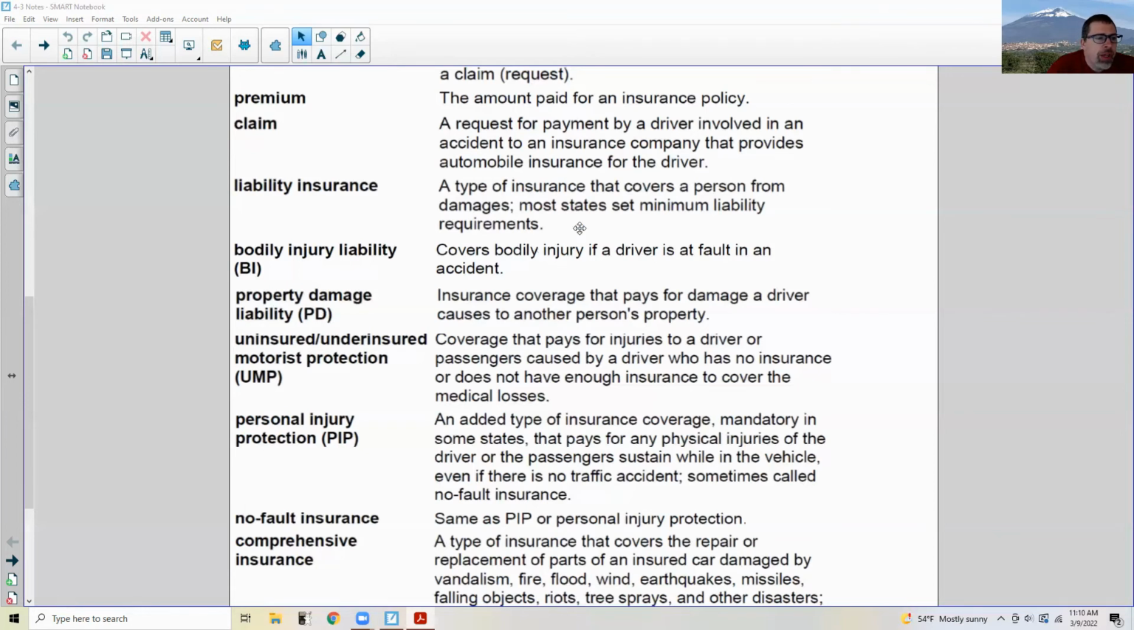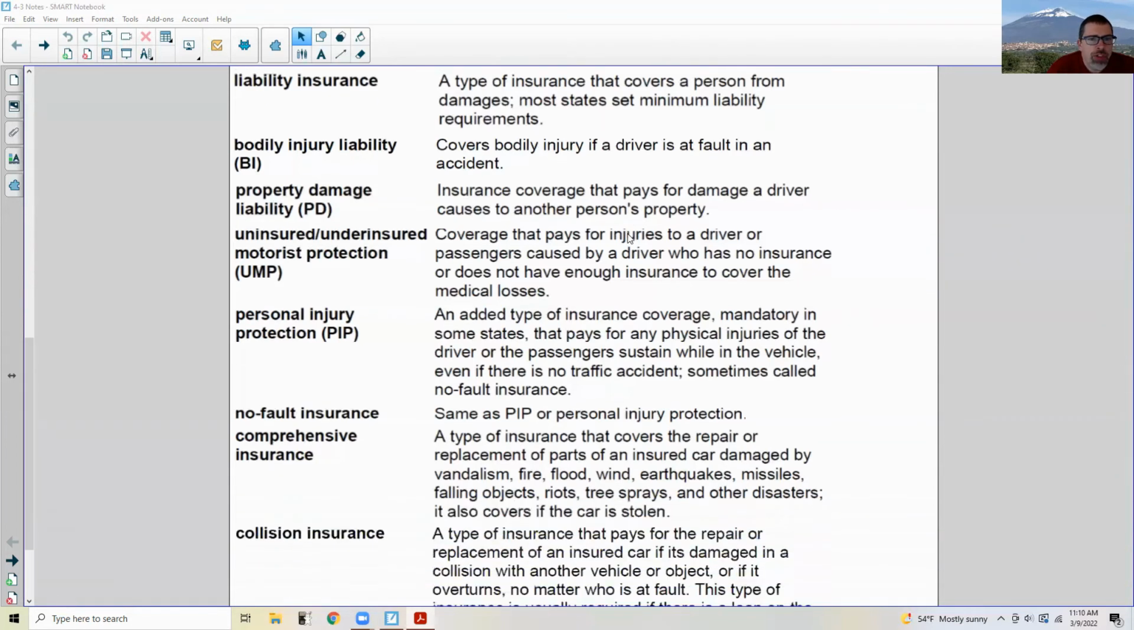All right. Anyway, liability insurance is a type of insurance that covers a person from damages. Most states set minimum liability requirements. So if I get in a car accident and I have liability insurance, that's what would pay for the damage to another vehicle if I were at fault.